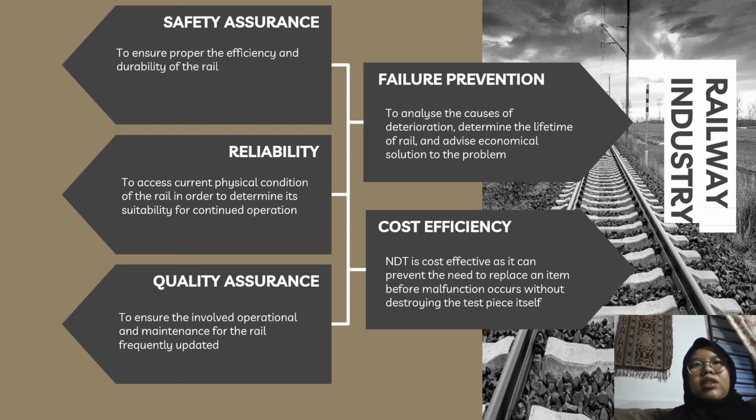Next is reliability of the testing. With this method, we can assess the current physical condition of the rail in order to determine its suitability for continued operation. Also, this method is cost efficient. It means that it can prevent undesirable accidents due to defects, which would lead to replacing the item, without destroying the test piece itself. Lastly, UT assures quality assurance by involving operation and maintenance for the rail to be frequently updated.